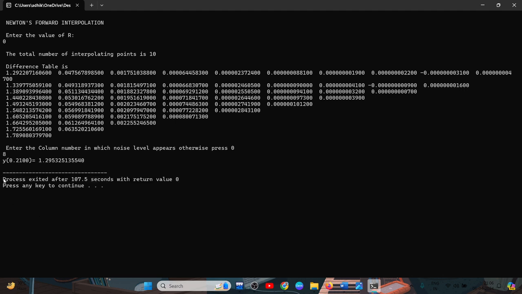So the value of y at the point 0.21 is 1.295325135540, the required answer by Newton's forward interpolation formula.